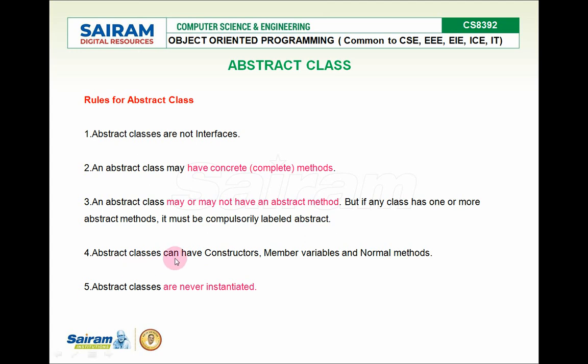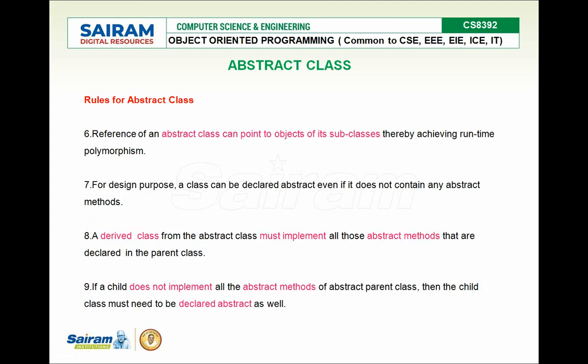Abstract classes can have constructors, member variables, and normal methods. That is, it can have its own constructor, normal variables and normal, non-abstract methods. An abstract class is never instantiated. An object cannot be created. It is always subclassed. A reference of an abstract class can point to an object of its subclass, thereby achieving runtime polymorphism.